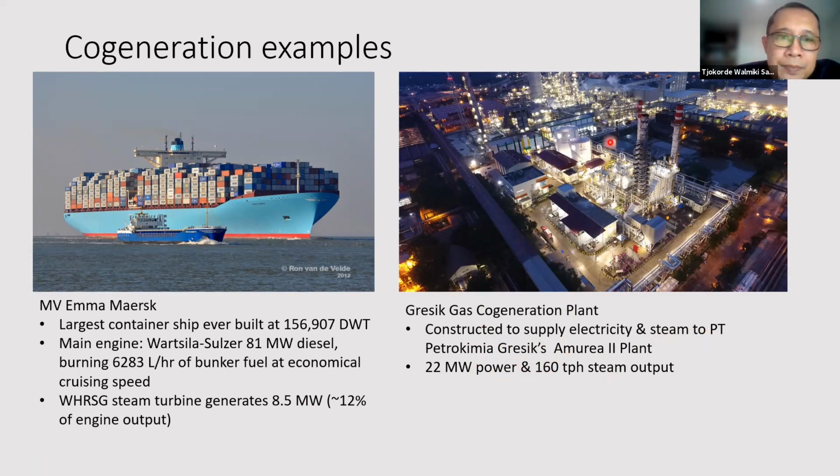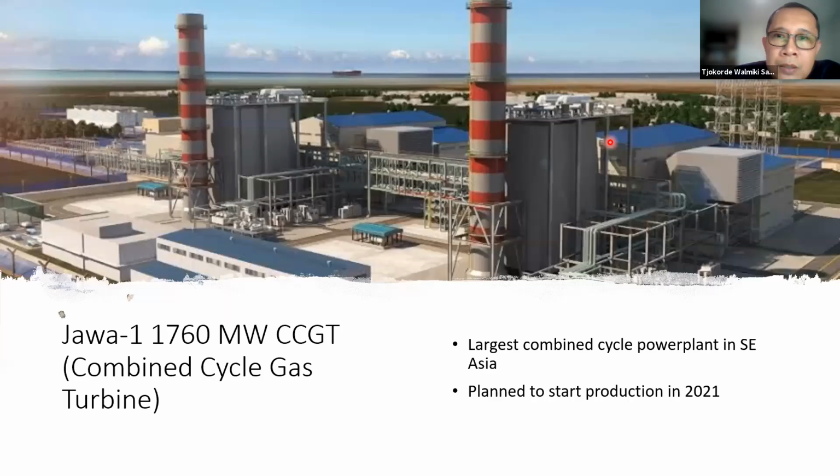And this one here is strictly a power plant. So this one is not a chemical processing plant, but pure and simple, this is only a power plant. This is called Jawa 1. I think it should have started production, but I don't think it has started up yet. This is supposed to be the largest combined cycle power plant in Southeast Asia, and this one is a combined cycle gas turbine power plant.